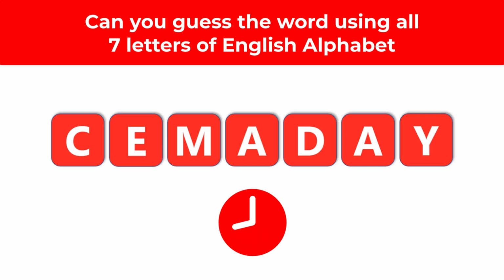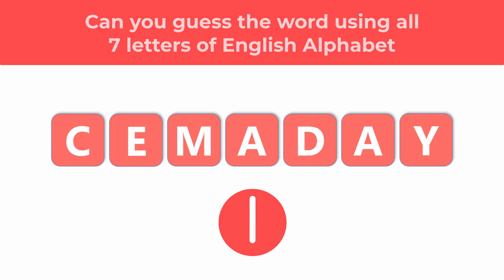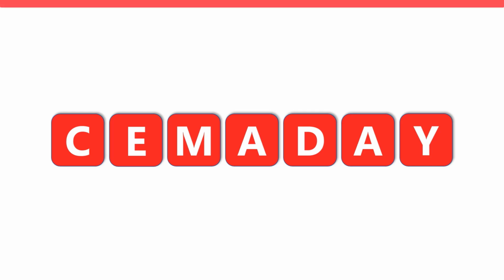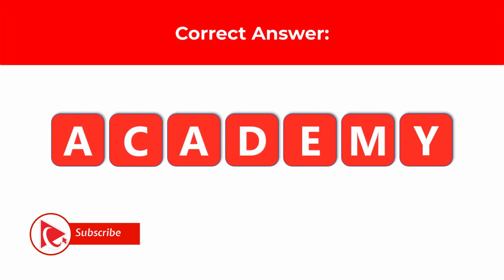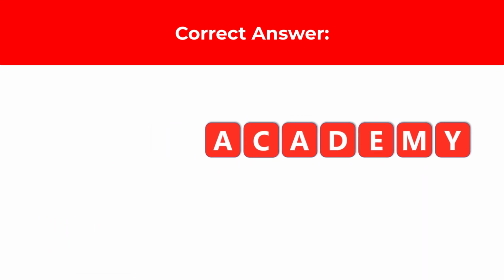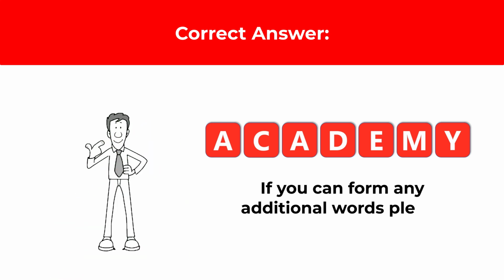maybe longer depending upon your experience of guessing particular words. Do you see the answer? Let's continue to get to the correct solution together. The correct answer here is the word academy, which is spelled as A-C-A-D-E-M-Y.